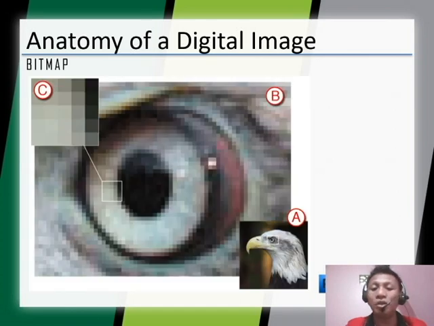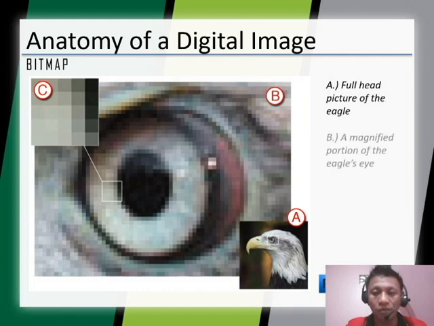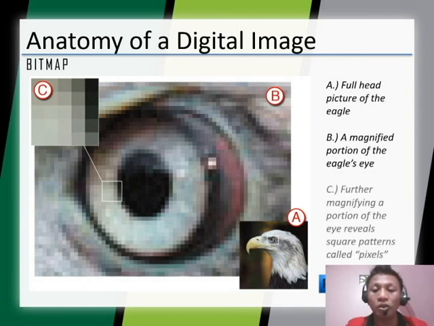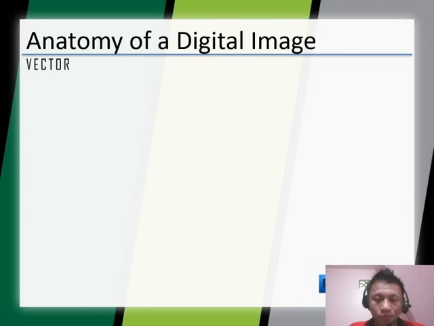Here is a picture of an eagle. In letter A, it shows the full head of an eagle. Letter B, a magnified portion of the eagle's eye. If you zoom in on the picture, you could see letter C, which further magnifies a portion of the eye and reveals square patterns called pixels.